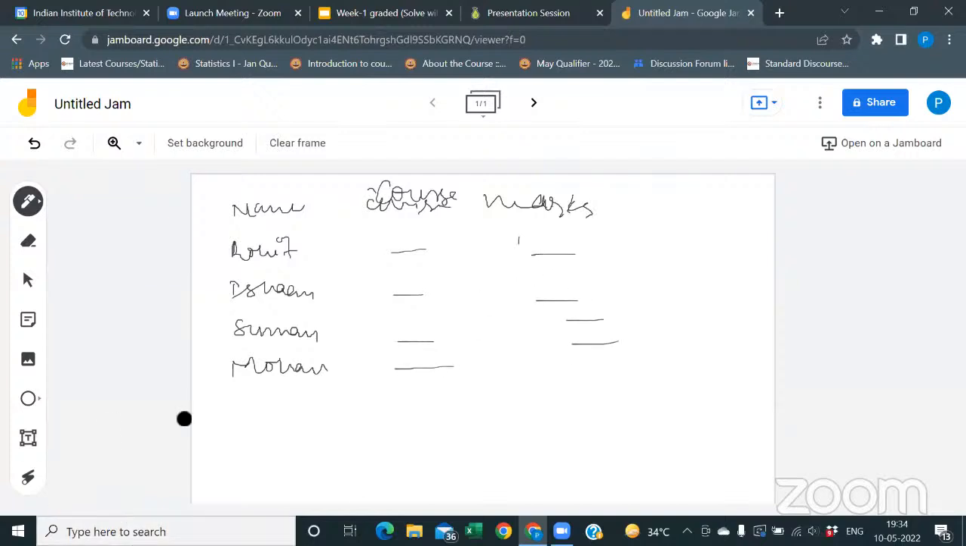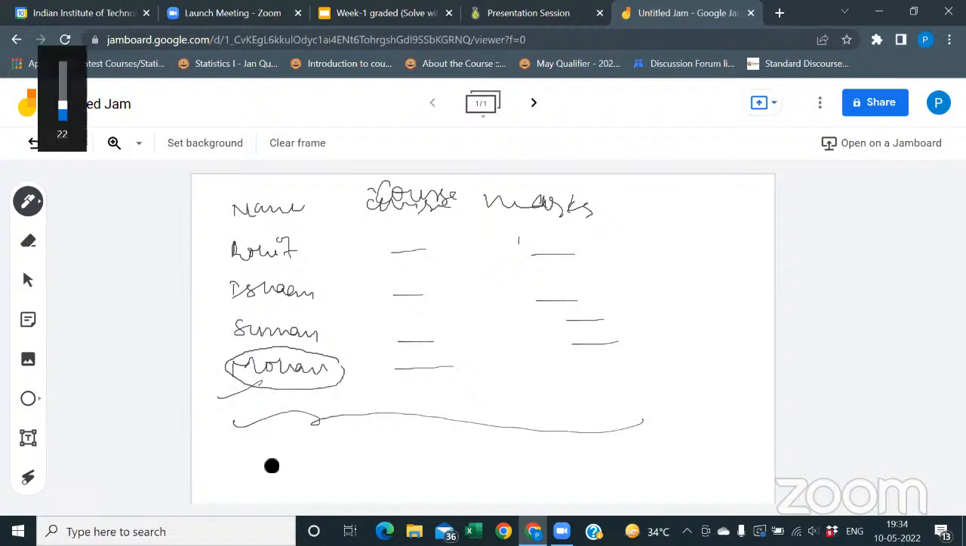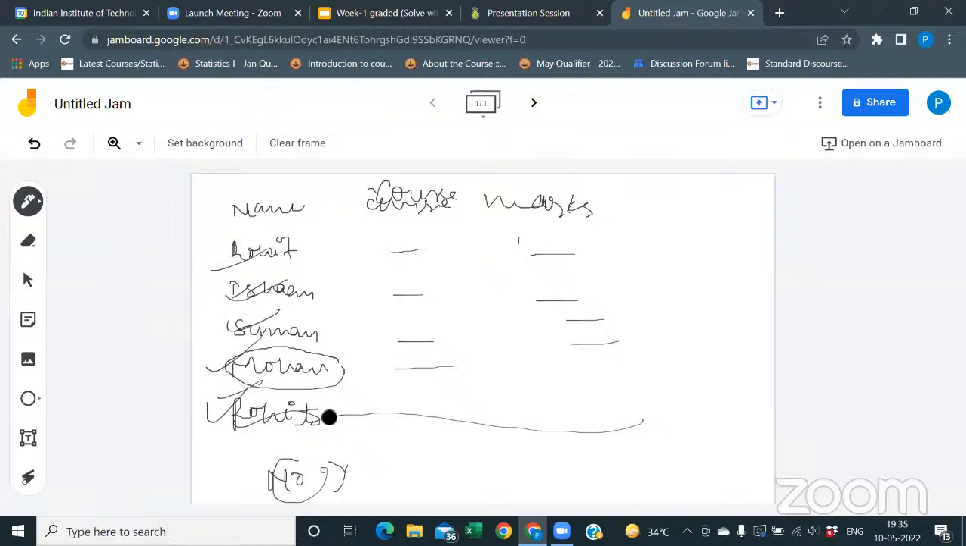Then can I say Mohan is a case? For this data, can I say Mohan is a case? Yes, sir, it is a case. And suppose I write Rohit twice. Can I say now Rohit is a case? No. Here things are not unique. For example, if I say tell me the marks of Rohit, you do not know which Rohit I'm talking about.